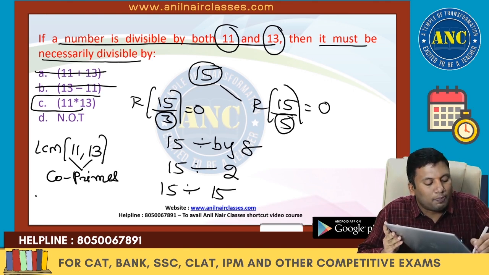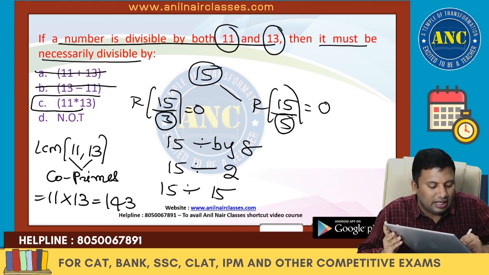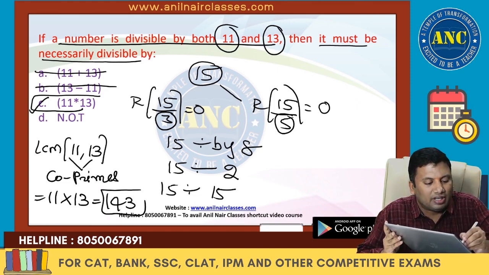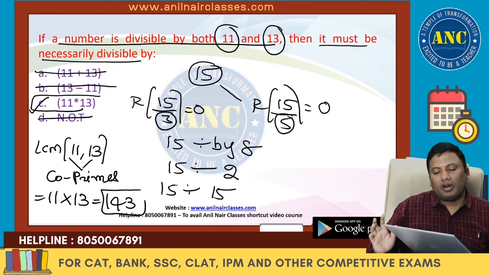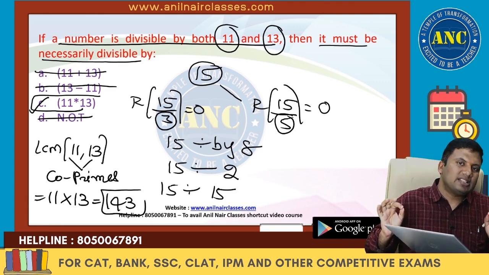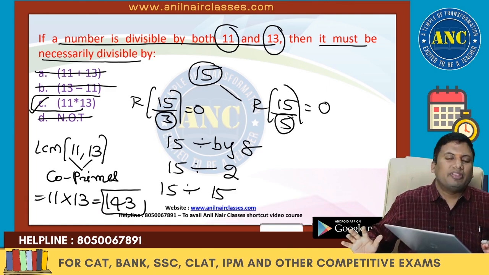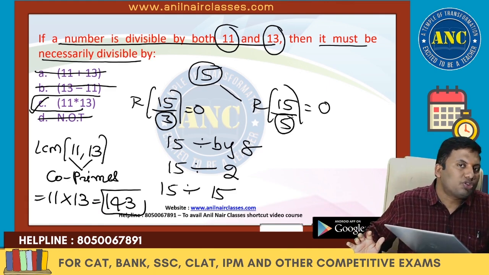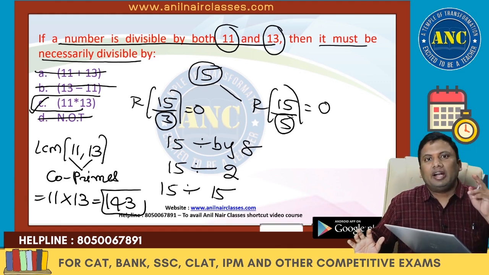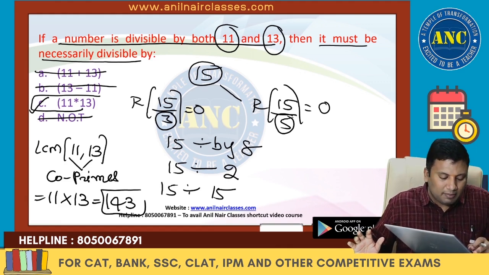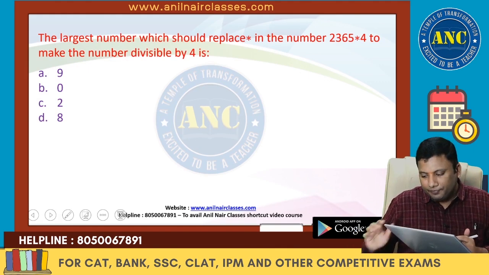LCM of co-primes is always their product. So the answer is 11 into 13, which is 143. If a number is divisible by A and a number is divisible by B, then the number is divisible by both A and B. If A and B are co-primes, then the LCM is nothing but their product.